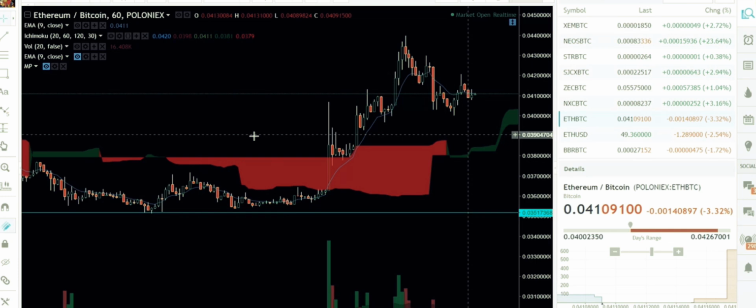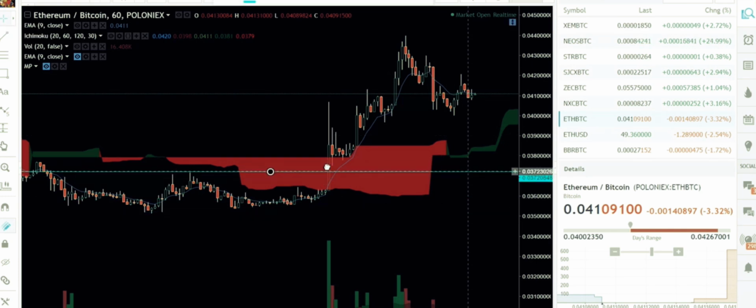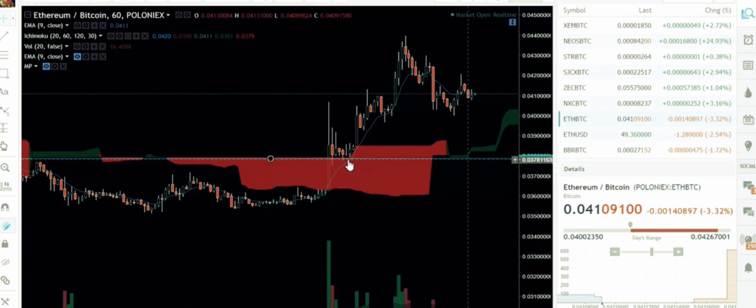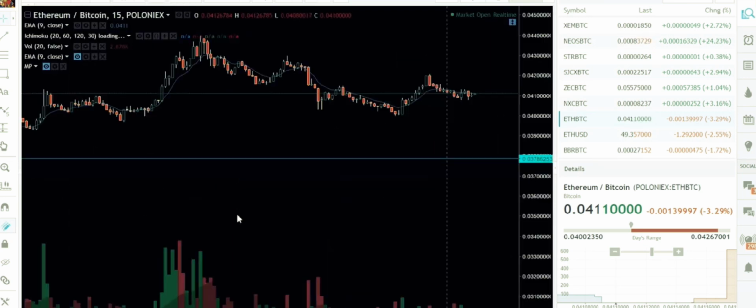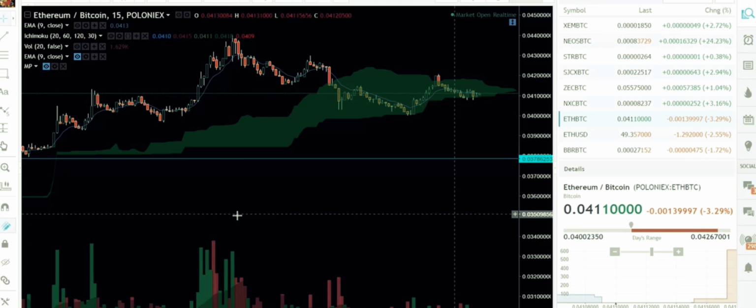If we can establish here, we'll just steal this line for a second, that this line right here is holding support on top of the 1 hour cloud, then we can really look at this thing on like a 15-minute, even 5-minute for placement. Where would we want to get into that move?